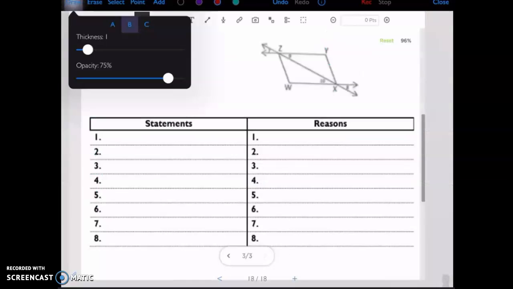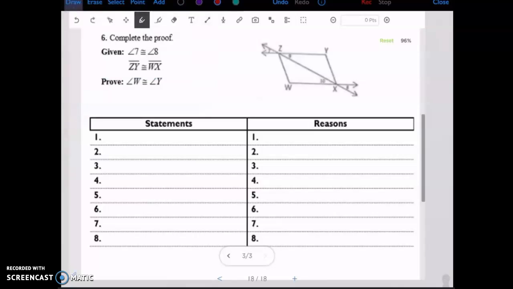Let's dig into this one here. I'm going to change the thickness up. So let's go angle 7 is congruent to angle 8. This is a tricky one. Mark them. I'm going to say ZY is congruent to WX. Go ahead and mark it. ZY WX.